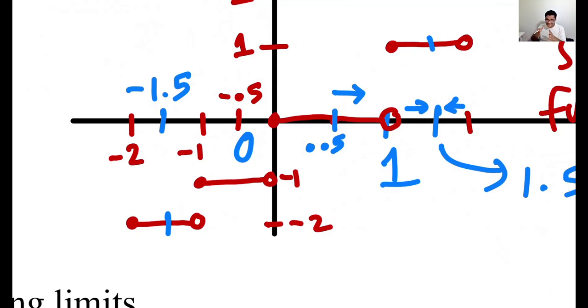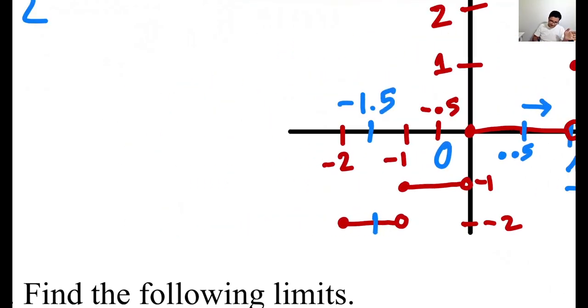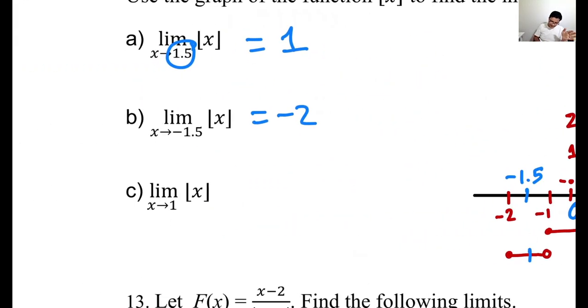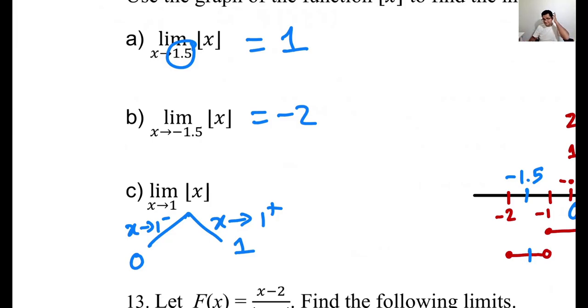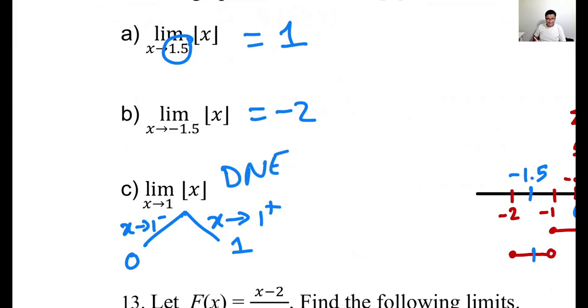So for these integer values themselves, what will happen is the left limit will be different from the right limit. As x approaches 1 minus, you will get 0 from the left. As x approaches 1 plus, you will get 1 from the right. So the overall limit does not exist.